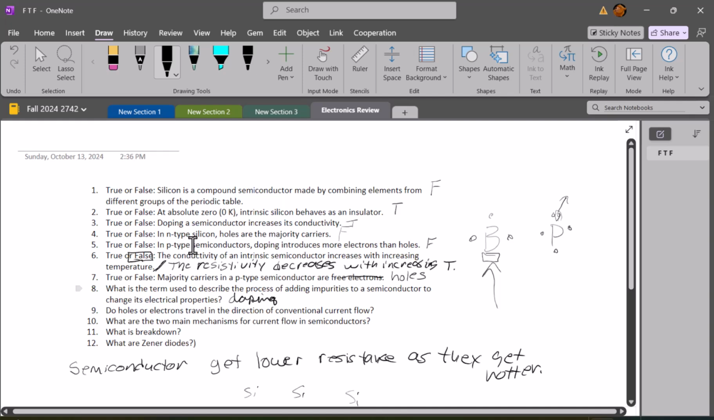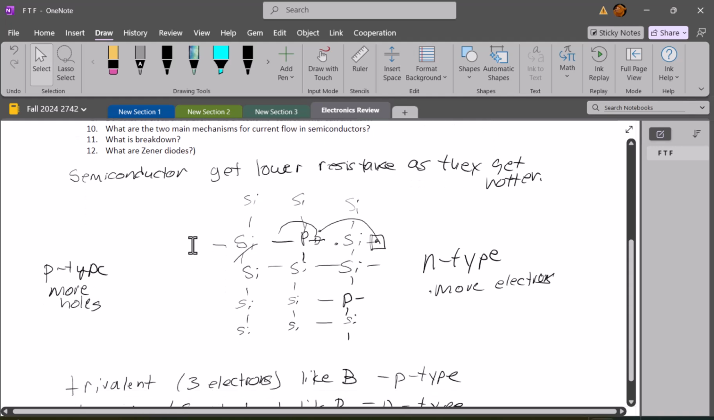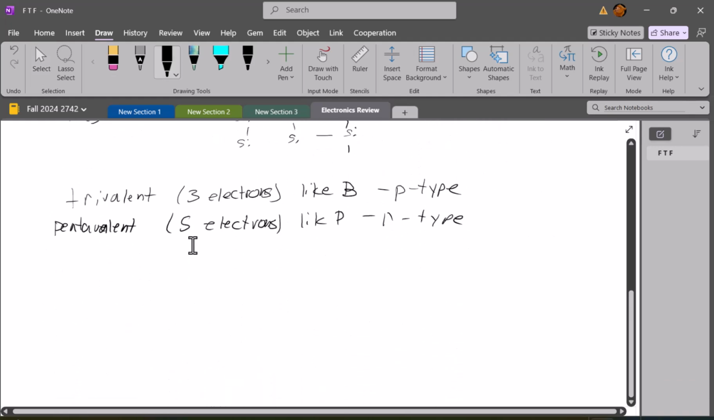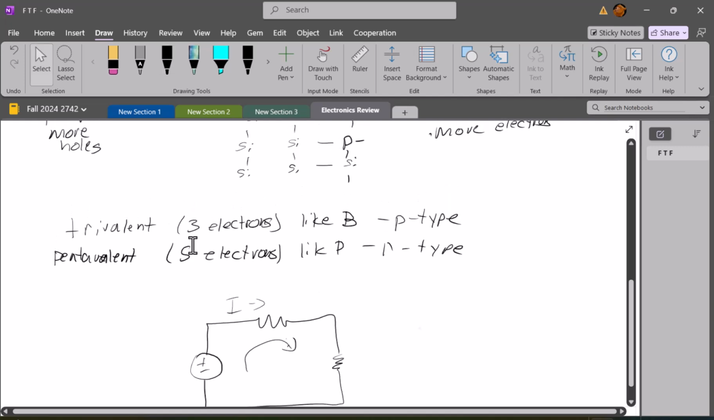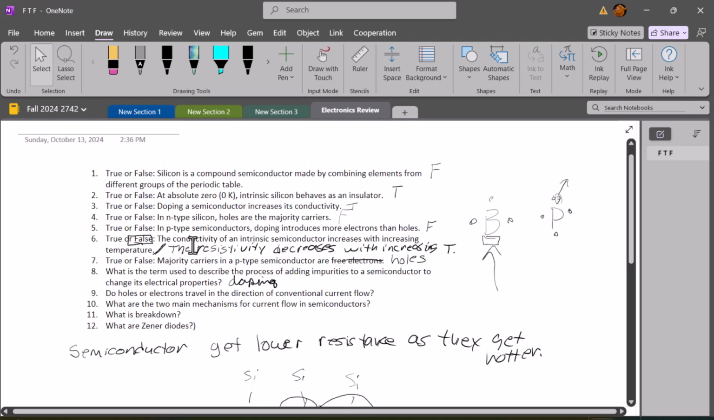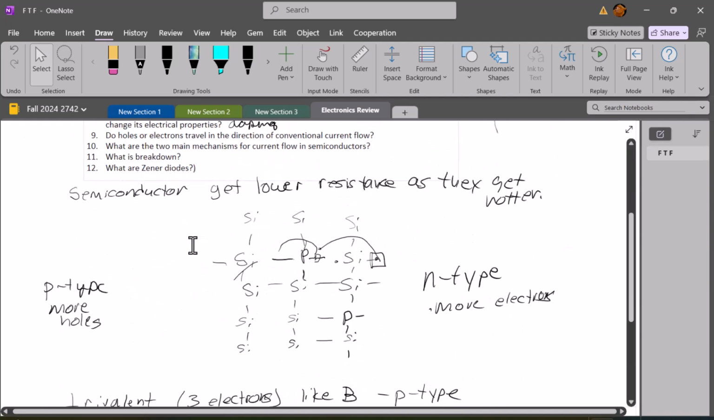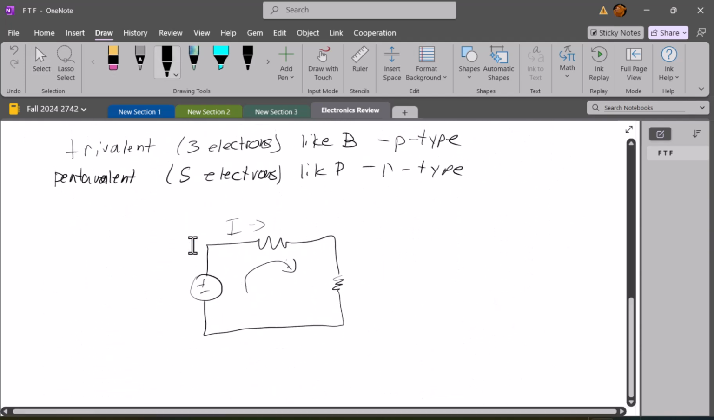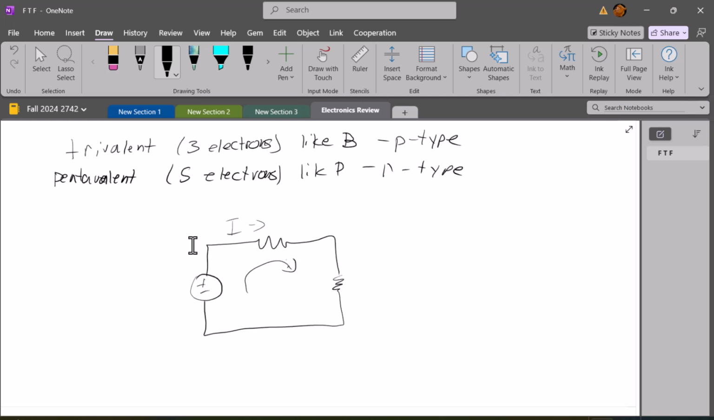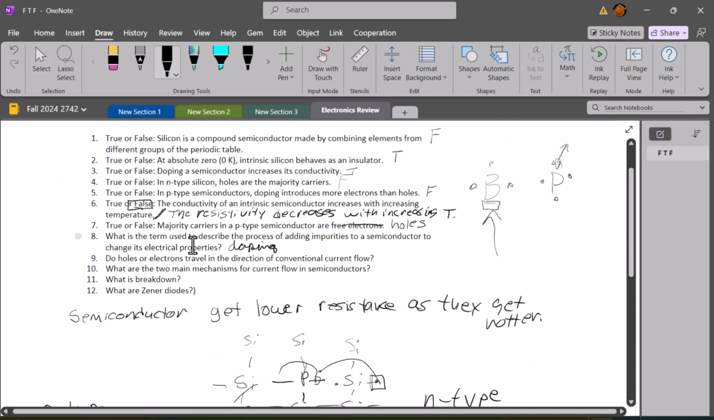Do holes or electrons travel in the direction of conventional current flow? Or in other words, if I draw a circuit and I have the current, and that's the direction of conventional current, and so I've got some direction associated there. Do holes or electrons travel in the direction of conventional current flow? Holes. It would be holes, because when we draw a current, we're acting as if we have positive charge carriers going. So the direction of the current is actually opposite the direction of the electrons. And so if we talk about conventional current flow, that would be holes.